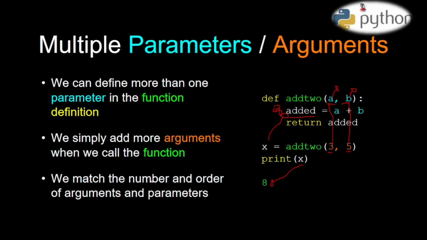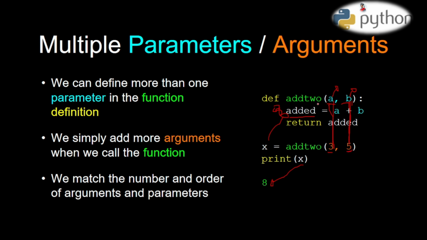Okay, we mark the number and order of arguments in parentheses. As you know, in other programming languages, the order and number of arguments in the function definition should be equal or compatible with the function call's argument values. That means the data type of this variable and this value should be the same and compatible. And also the number of parameters here and the number of arguments here should be equal.